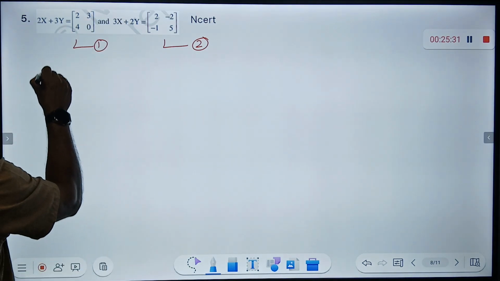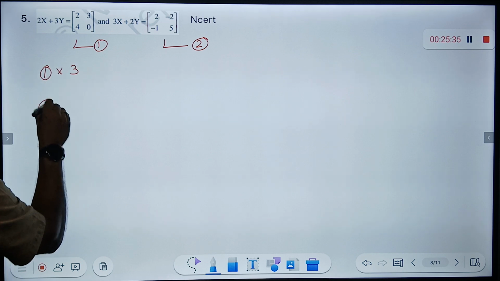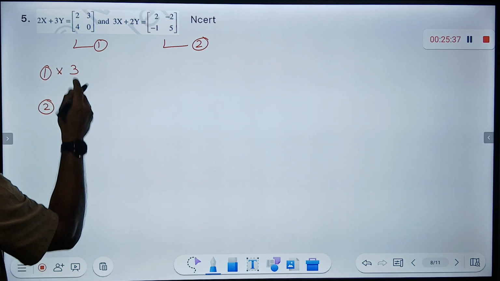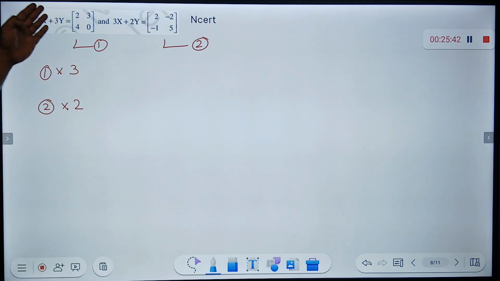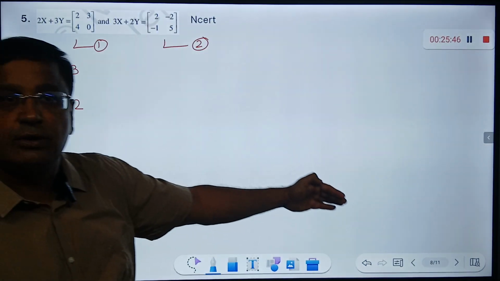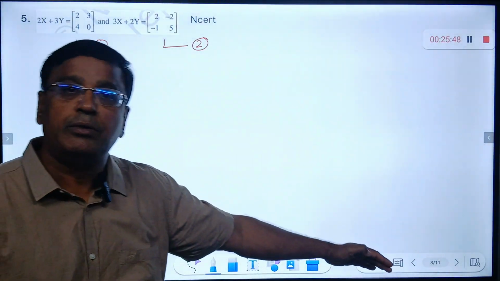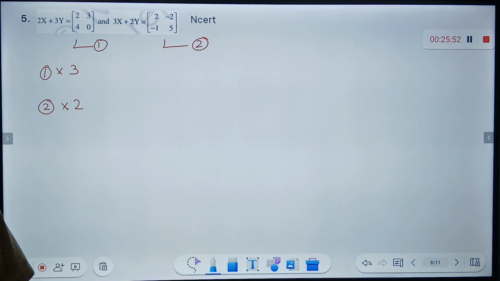So you can multiply the first equation by 3 and multiply the second equation by 2, eliminate x, and you can solve this problem. Okay, I'm sure you will be able to do this problem by yourself. For practice, please do this. If you are not able to get it, if you have any problem, please message me in my comment column. I will definitely get back to you.